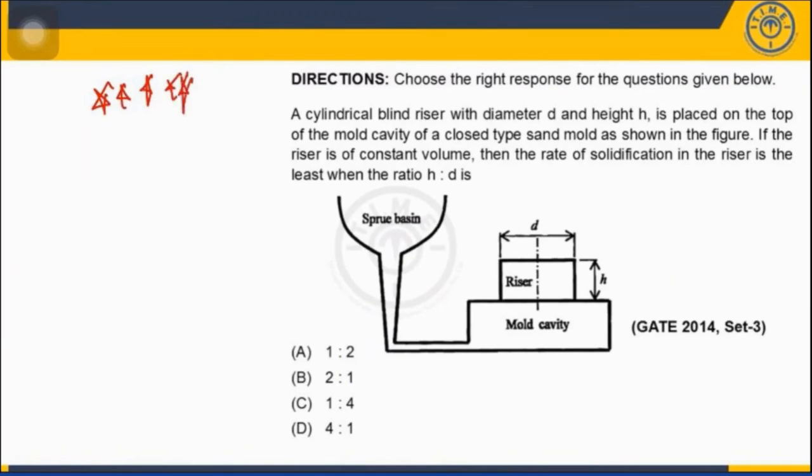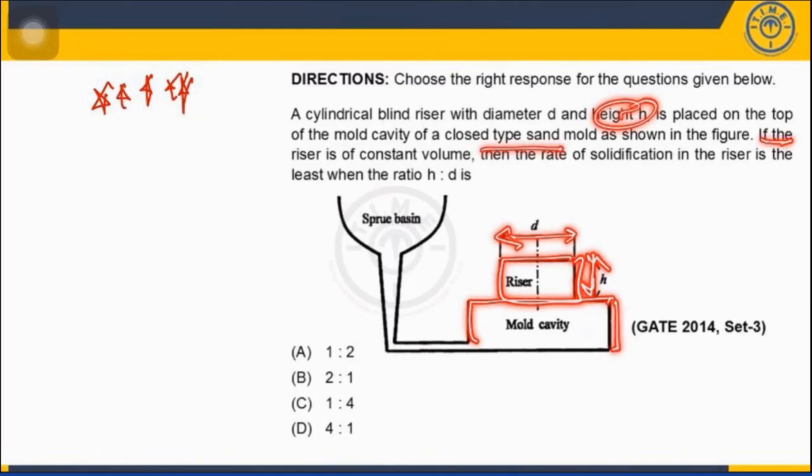Actually, this is basically based on some important theory. These are the standard results. If you remember, then you can easily mark the answer and move to the next question. But I will discuss the complete derivation. A cylindrical blind riser with diameter d, that means the riser is given whose diameter is d and the height is h, is placed on the top of the mold cavity.